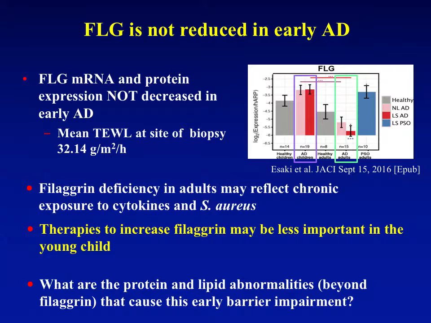So that suggests that the filaggrin deficiency in adults may reflect chronic exposure to cytokines and Staph aureus, that the therapies that people are trying to develop now to increase filaggrin may really not play a very important role in the young child, but it also raises the question of what are the protein and lipid abnormalities beyond filaggrin that can cause this early barrier impairment and potentially finding new targets that are important in the very young.